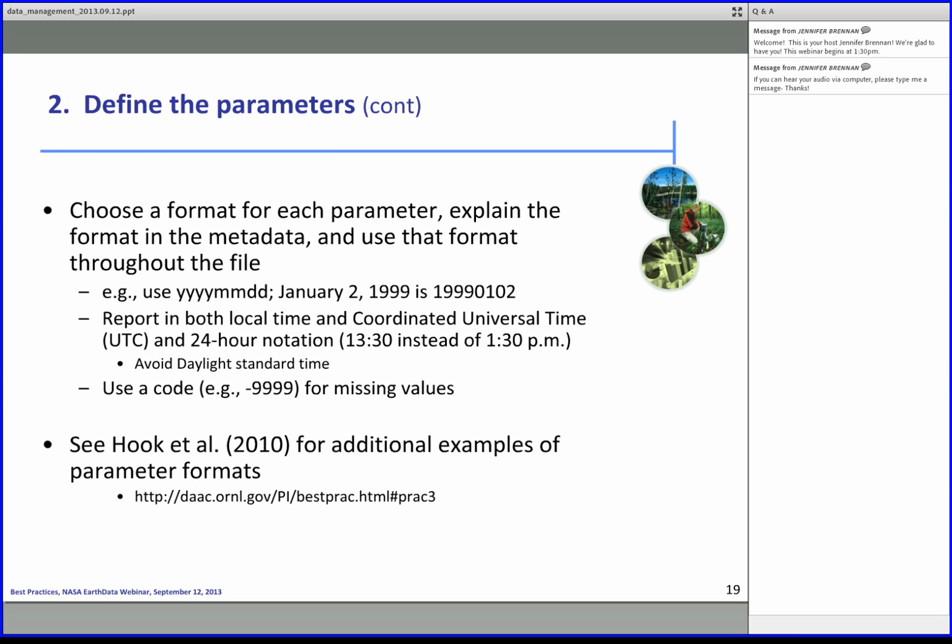Furthermore, we suggest that folks choose a format for each parameter, explain that format, exactly what it is, in the metadata, and then use that format throughout. And I have a couple of examples here, and you can see those. We have a certain format for date. I really like this format because you start with the year, then month and day numerically, because it sorts nicely in a file.